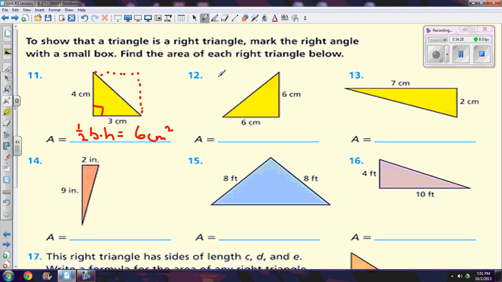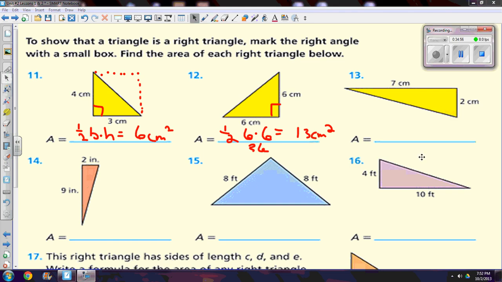Okay, and this one here, and we'll just do one more. Right here would be the right triangle, 1/2 of 6 times 6. 1/2 of 6 times 6. Well, 6 times 6 is 36. Half of 36 is 13 centimeters squared. All right, I was just joking with you. Half of 36 is 18. So this should not be 13. This should be 18. I'm glad you caught that.